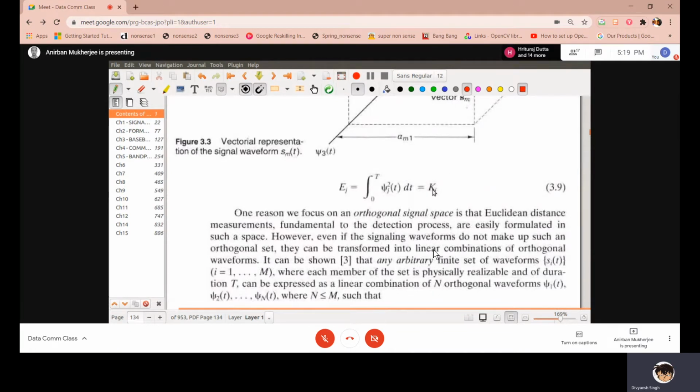Please try to understand that when we do the integral from 0 to T of psi j squared, in our first year electrical technology we talked about this component, the energy of a signal. Forget about the resistive load, and rather take a complete signal-theoretic approach. So this is the energy of a signal, and psi 1(t), psi 2(t), psi 3(t) are all defined between 0 and capital T.